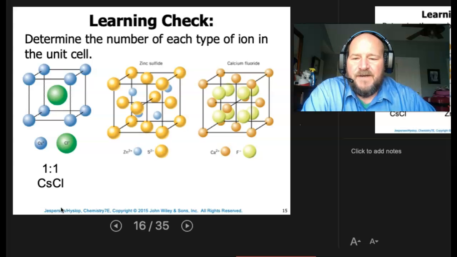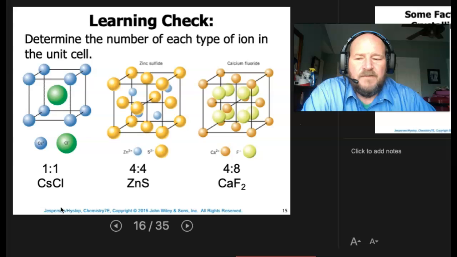For zinc sulfide, we have 4 to 4. And for the calcium fluoride, we have 4 to 8. Right, so notice the ratios have to match up to what the structure is, right?